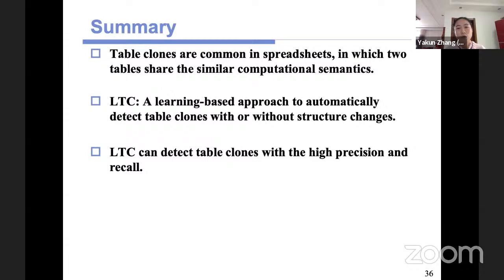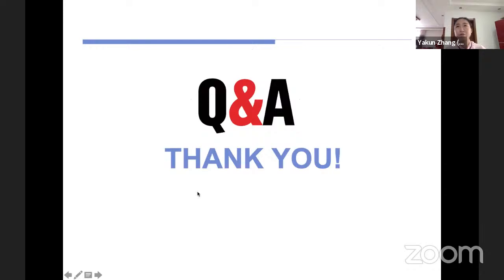In summary, we first propose a commonly used operation in spreadsheets, table clone, in which two tables share similar computational semantics. We then propose a learning-based approach, LTC, to detect table clones with or without structure change, by exploring the structure, form, and format similarity among the table clones. Finally, we implement LTC and evaluate on real-world spreadsheets. The experimental results show that LTC can detect table clones with high precision and recall. That's all. Thanks for your attention.